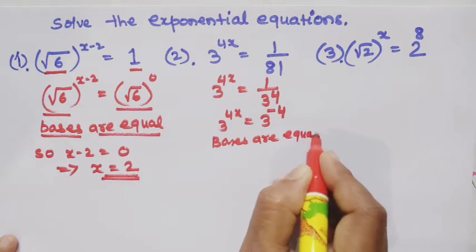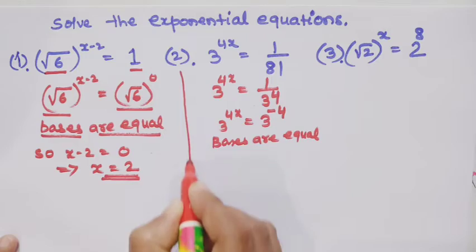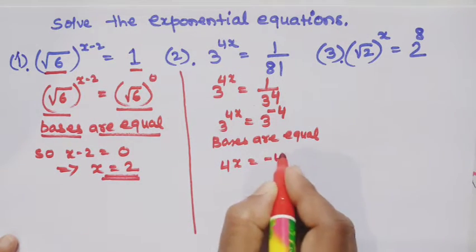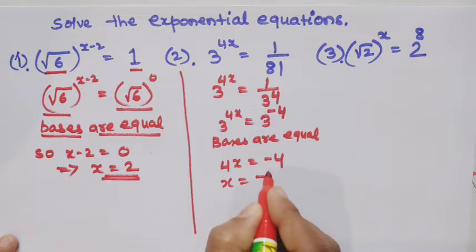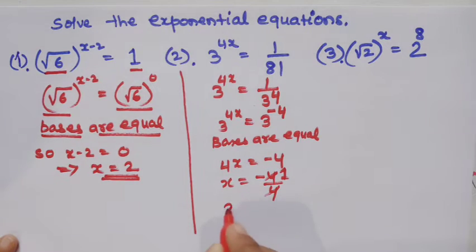If bases are equal, then powers will also be equal. So that means 4x will be equal to minus 4 and your x will be equal to minus 4 by 4. So if you cancel, you will get x is equal to minus 1.